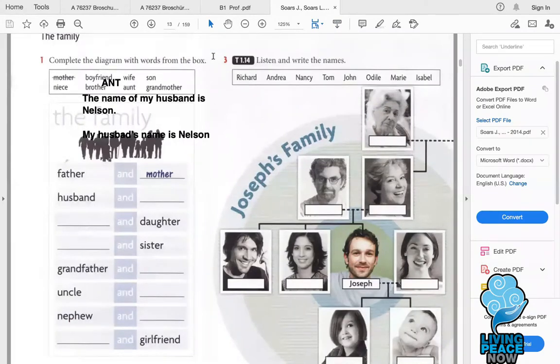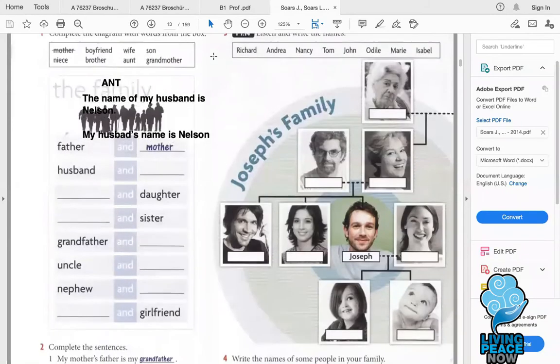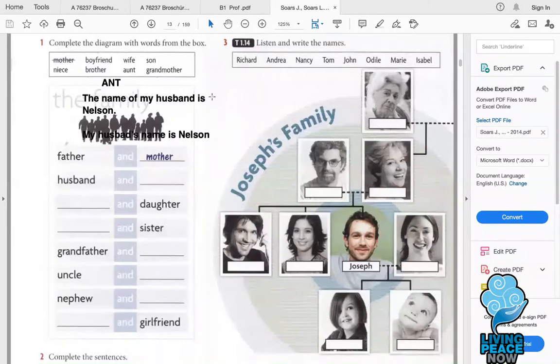So now we are going to speak about Joseph's family. Here in the picture, you have his family. So how many people do we have? How many people are there in Joseph's family? How many? And this is Joseph, by the way, in the middle.